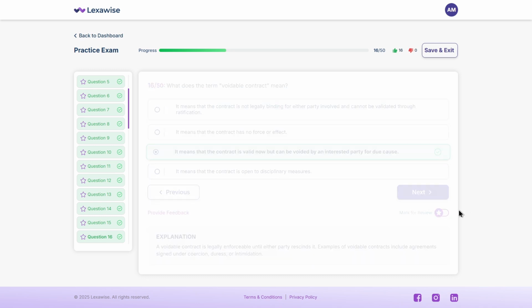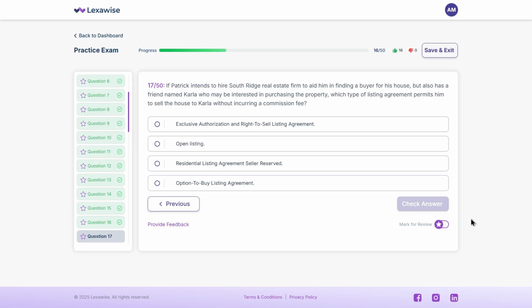Next up. If Patrick intends to hire Southridge Real Estate Firm to aid him in finding a buyer for his house, but also has a friend named Carla who may be interested in purchasing the property, which type of listing agreement permits him to sell the house to Carla without incurring a commission fee? A. Exclusive authorization and right to sell listing agreement. B. Open listing. C. Residential listing agreement, seller reserved. D. Option to buy listing agreement. Pause to consider.